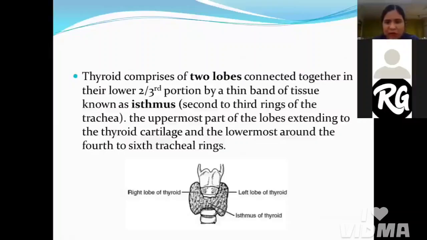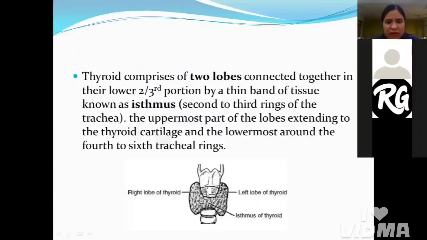And thyroid comprises of two lobes connected together in their lower two-third portion by a thin band of tissue known as the isthmus. The right and the left lobes are joined together by this thin band known as the isthmus, and sometimes on this isthmus a third lobe of thyroid is also present known as the pyramidal lobe, and which extends from thyroid gland up to the hyoid bone. Sometimes it is a rare exception, and variations, as you know, are also there. So usually there are two lobes, but sometimes the third lobe called pyramidal lobe is also present.